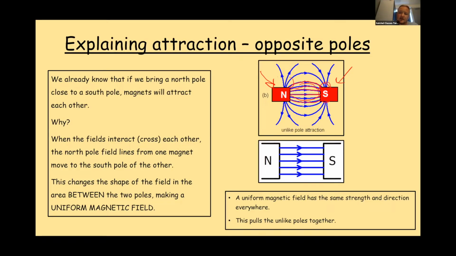That means that in this region here, we have what is termed a uniform magnetic field. In other words, at every point within this region between the North and South Pole, the field now has the same strength and direction everywhere. This causes the two poles to be pulled together because they're feeling that force of attraction from north to south.